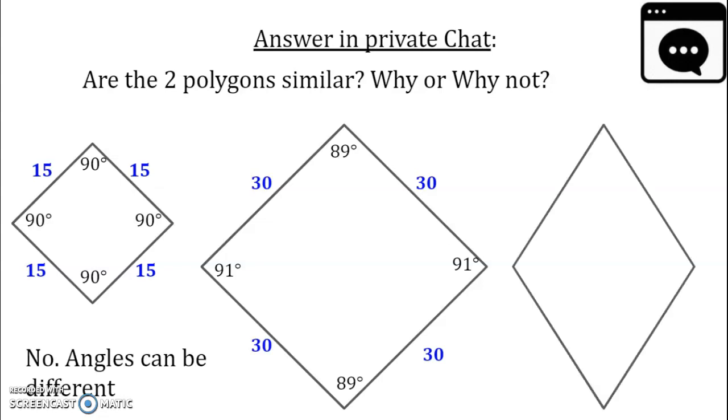Remember, this could be 30 here, 30 here, 30 here, 30 here. But because the angles are different, they are not similar. Obviously, this shape and this shape are not similar.